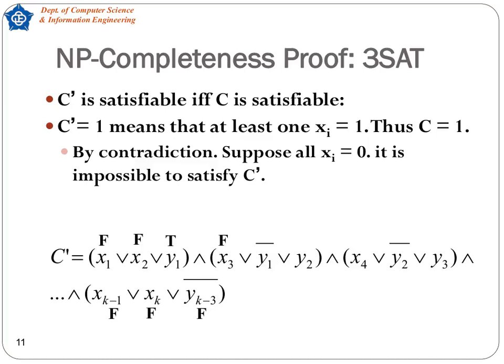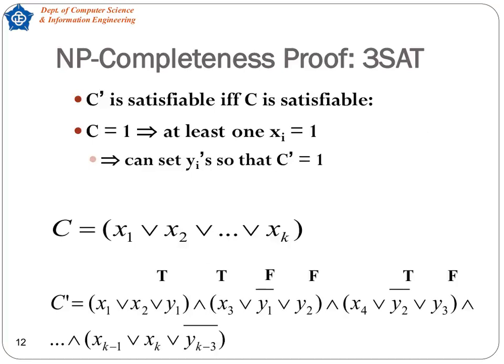Below, you'll see a concrete example of C' built from C by padding each clause to exactly 3 literals with fresh y variables. Under any assignment that makes all x's false, each padded clause evaluates to false, showing that at least 1 x must be true. And that completes the proof that C' is satisfiable if and only if C is.